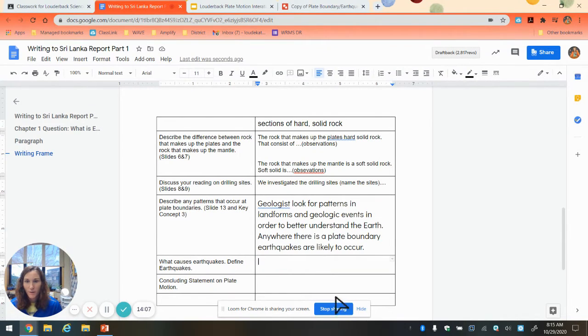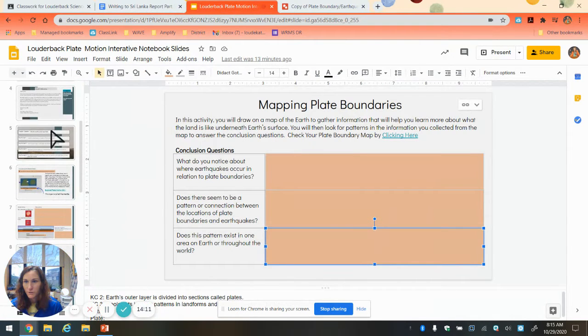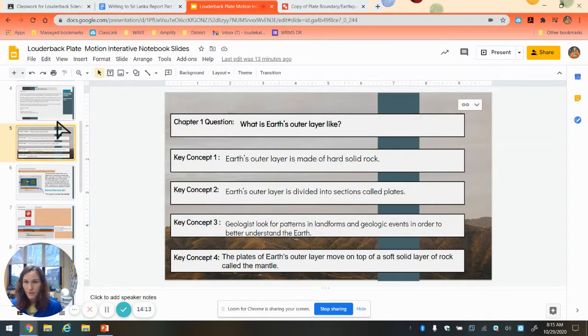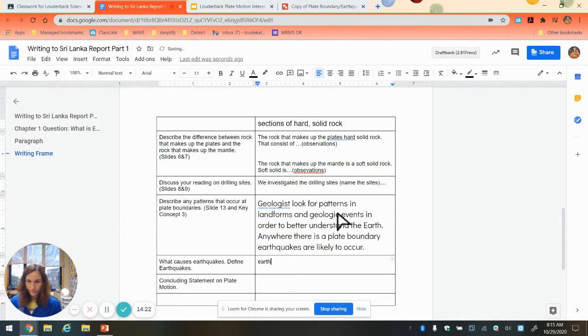So let's start with the basic definition. That might be the easiest. So I'm going to go to my glossary. Okay, earthquakes is the sudden shaking of the Earth's surface. Okay, so earthquakes are the sudden shaking of the Earth's surface. Okay, and what causes them?